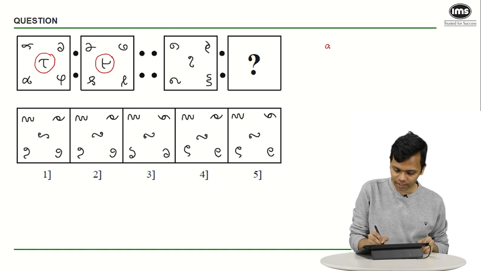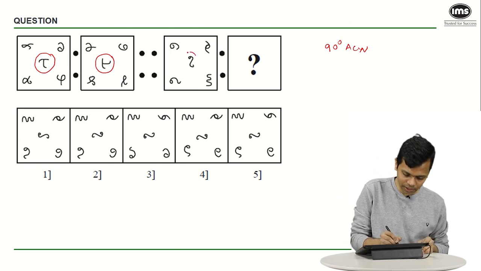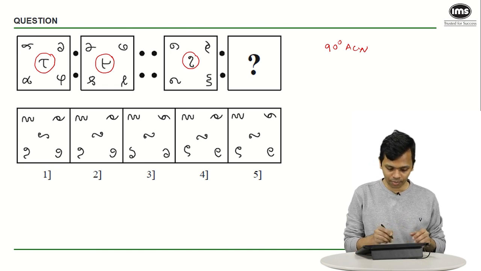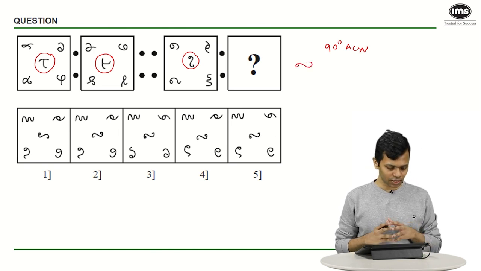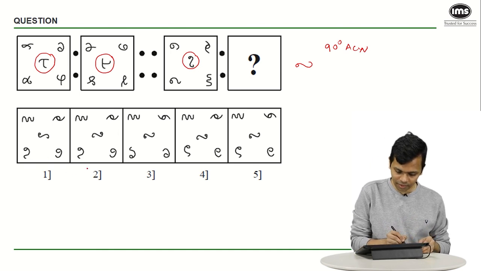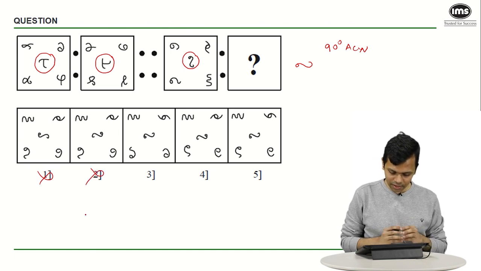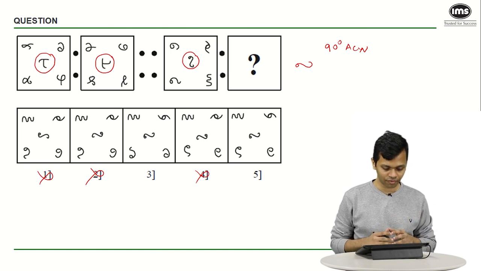Okay, so that is the 90 degrees anti-clockwise, and what we are going to do is do the same thing on the central piece. Now if you do 90 degree anti-clockwise, this shape is going to appear something like this. Now let's see what all options we can eliminate using this one. So using this, I can definitely eliminate the first one, I can eliminate the second, I can also eliminate the fourth one. So we are left between 3 and 5.